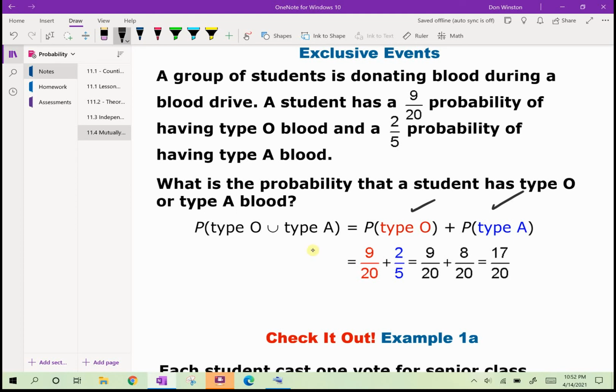And think about this. What would be the probability of type O and type A? Think about that. What probability would that be that you have type O and type A? Hope you figured it out. Wasn't very hard. Nada. It can't happen. You can't have both type O and type A. Zero probability of that. Okay, so let's continue on.